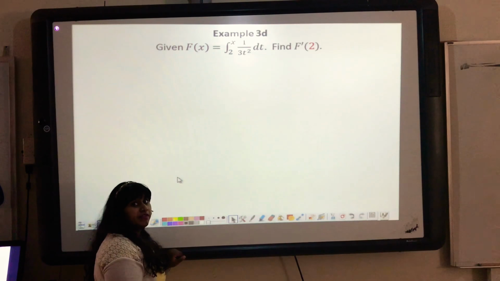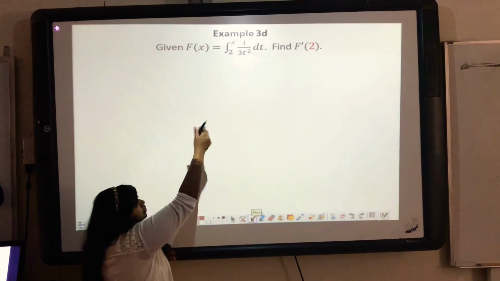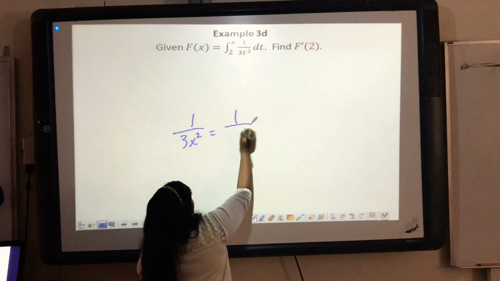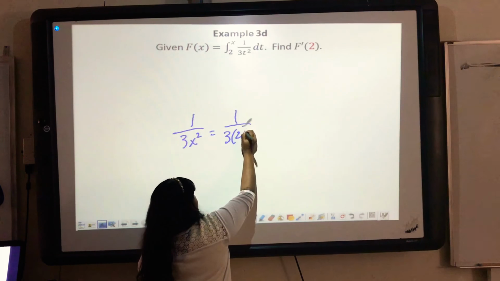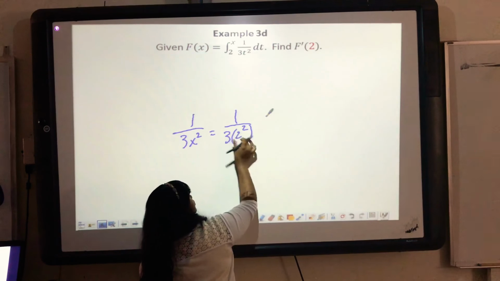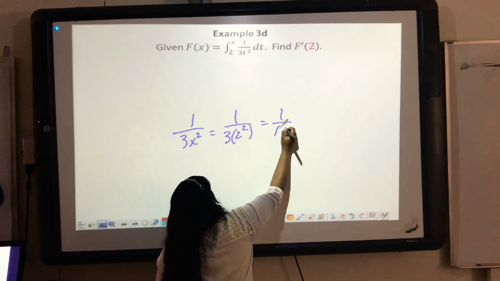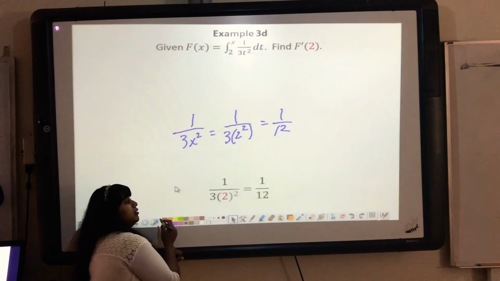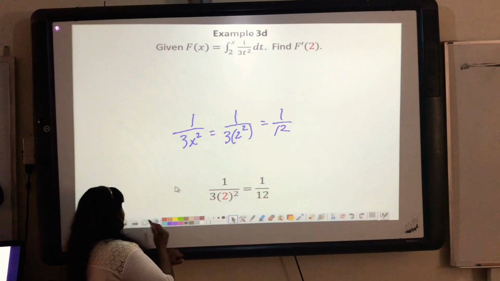Again, it wants us to fill in that value, plug in 2. So 1 over 3x squared is going to become 1 over 3 times 2 squared, which is 4 times 3, which gives us 1/12. Very good.